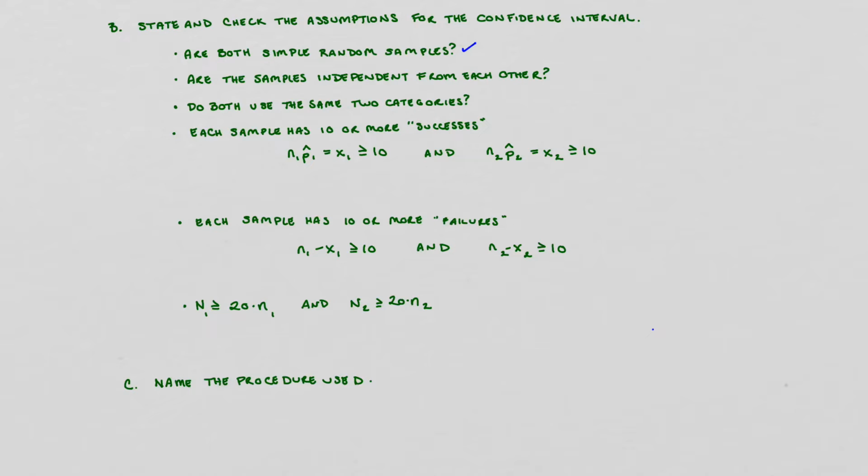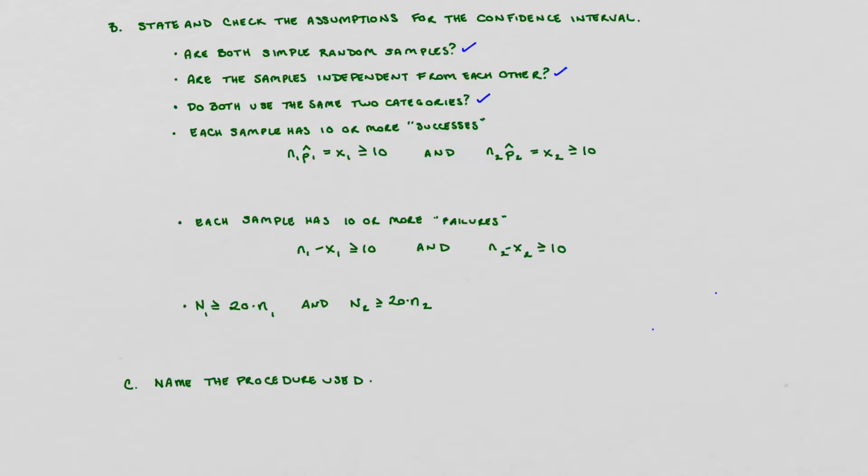Next, are the samples independent of each other? Really, we could argue that they are. Me sampling and selecting children from Pennsylvania isn't going to impact how I am sampling or selecting children from Utah. So I am going to say, yes, these two samples are independent of each other. Now, do both use the same two categories? Yes. The first category is the child is diagnosed with ASD. The second category is the child is not diagnosed with ASD. They're complements of each other. Bring them together and we have the entire collection. So I'm going to give this a check mark.